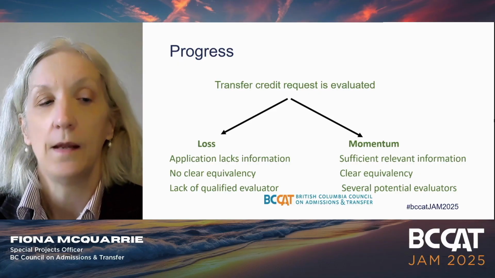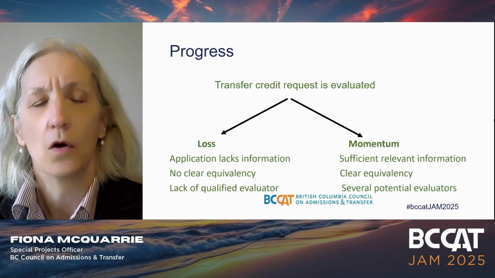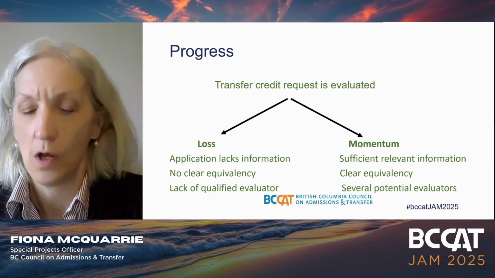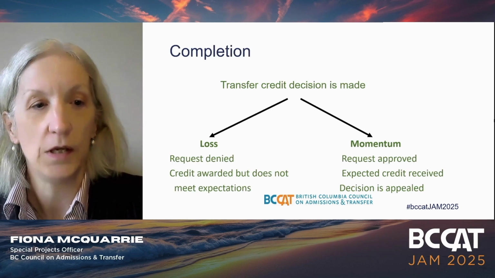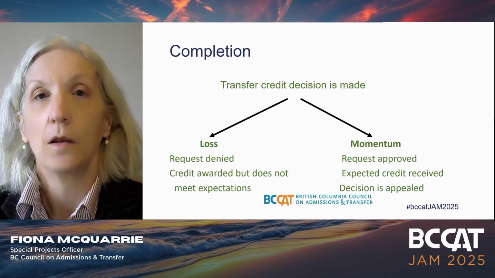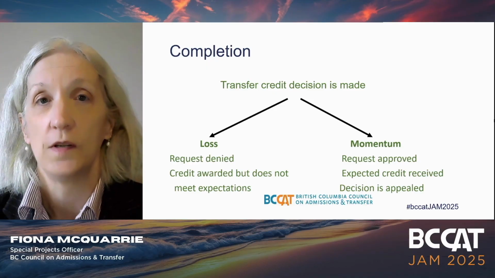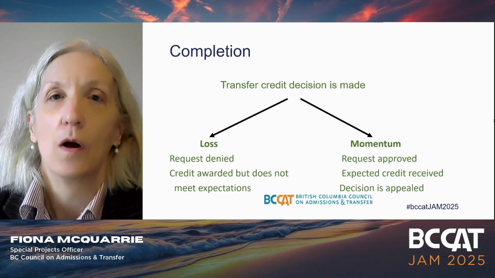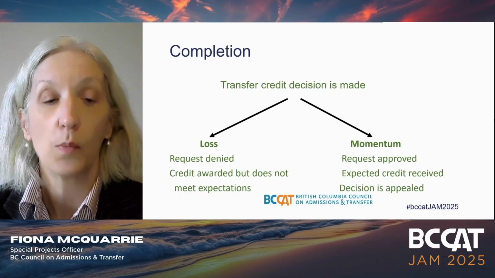So some of the factors that lead to whether this is a loss or momentum relate to the student, but more of them are institutional or procedural. And then finally, at completion, when the transfer credit decision is made, a loss would be that the request is denied or that the credit that's awarded is not what the student expects. For momentum, obviously the request is approved and the student gets the credit that they were hoping for.